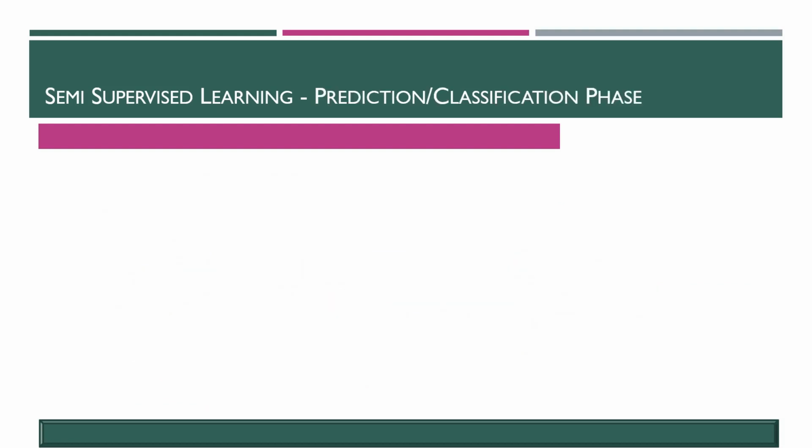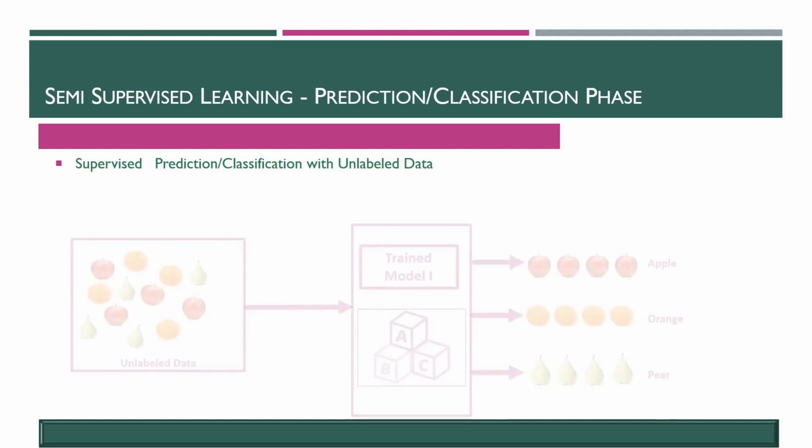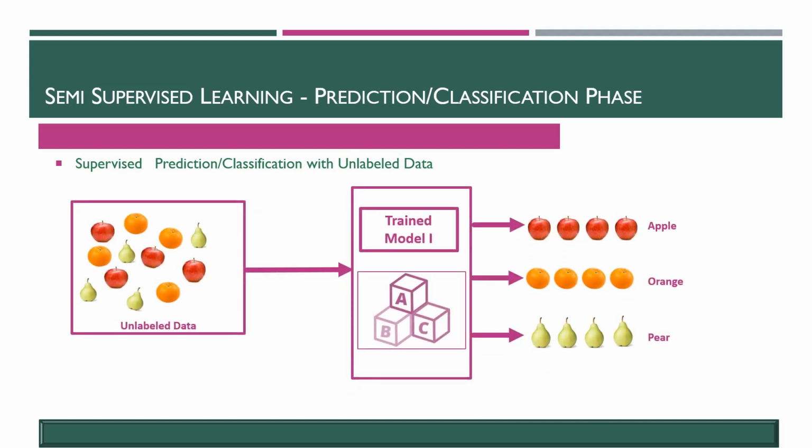In phase 2 of semi-supervised machine learning, prediction or classification happens. The large set of unlabeled data is given as input to the trained model. Depending on the supervised machine learning algorithm, the trained model classifies the input into a particular category or predicts the output.